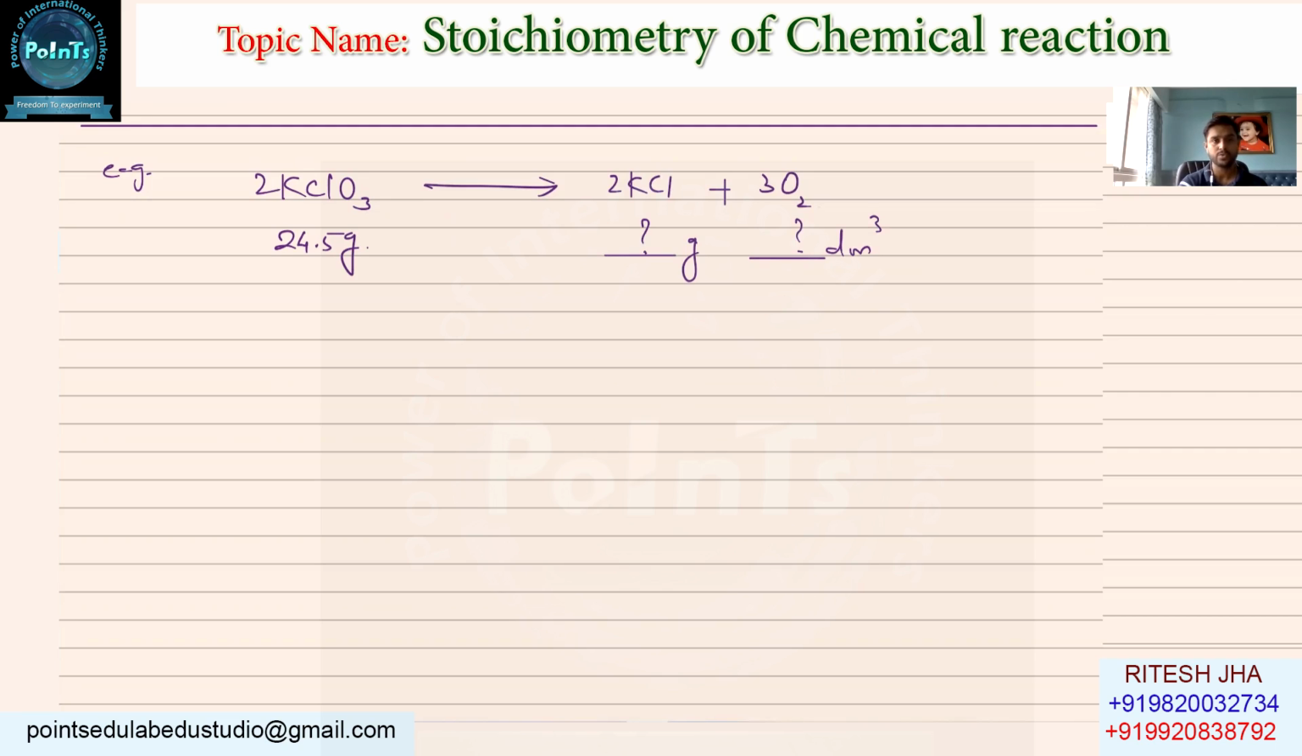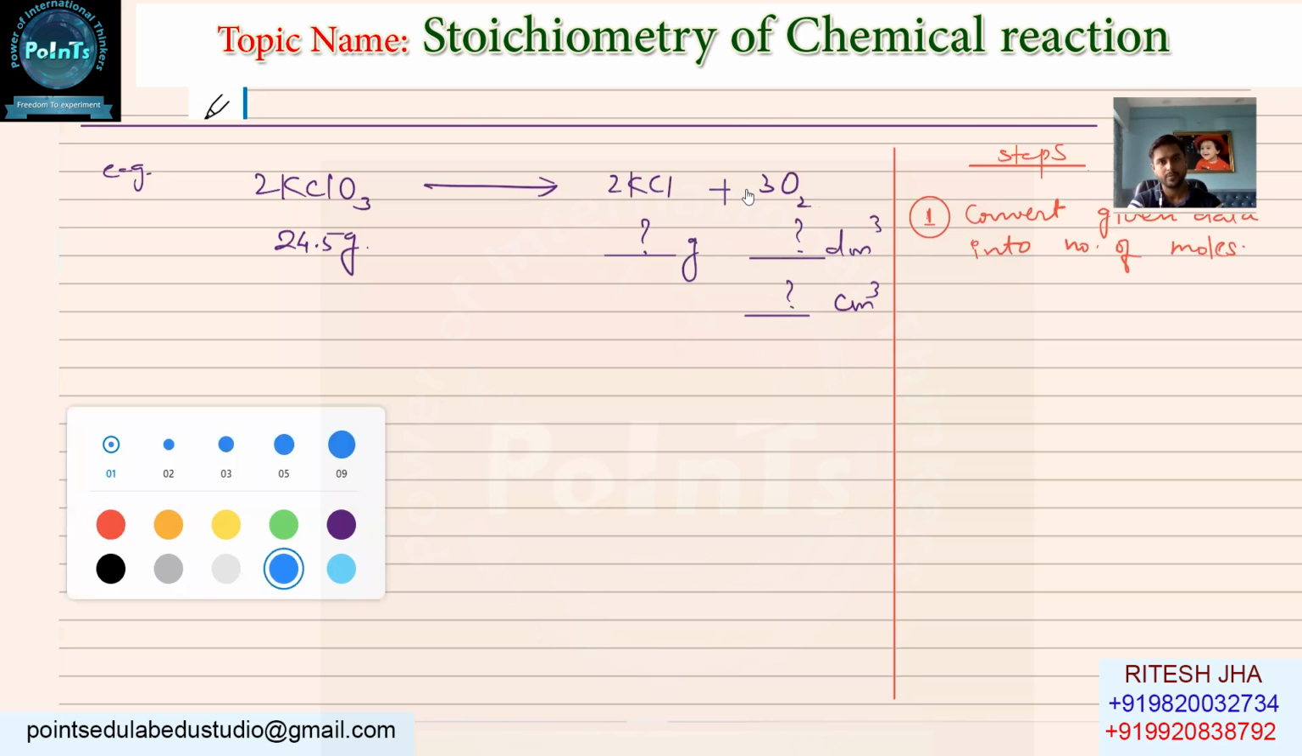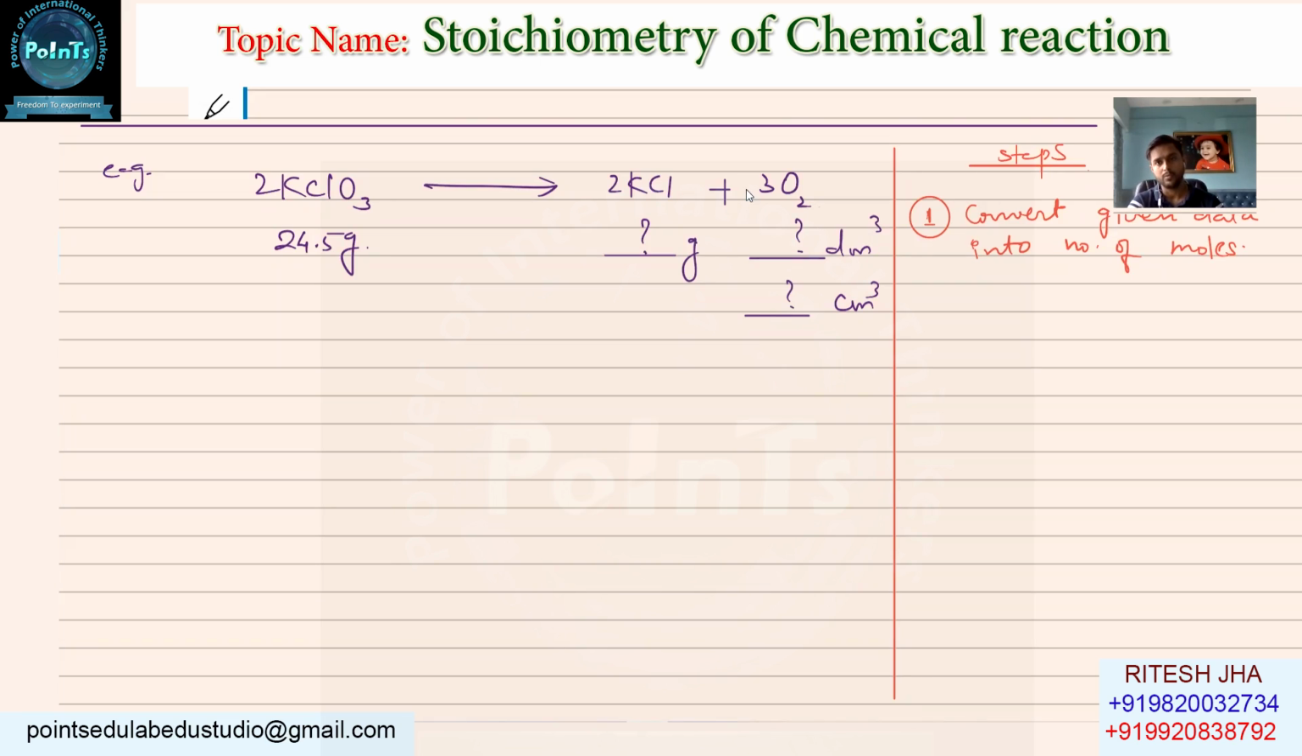Okay, how many cm cube of this is produced? All right, so this is the question. Remember the very first step: convert the given data into number of moles. So if I'm converting the given data into number of moles, what data am I given first of all? I'm given the mass of KClO3, which is 24.5 gram. This is given.